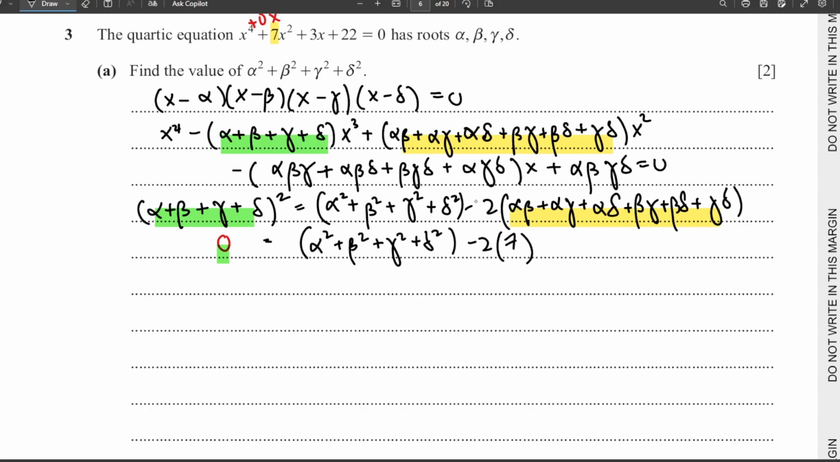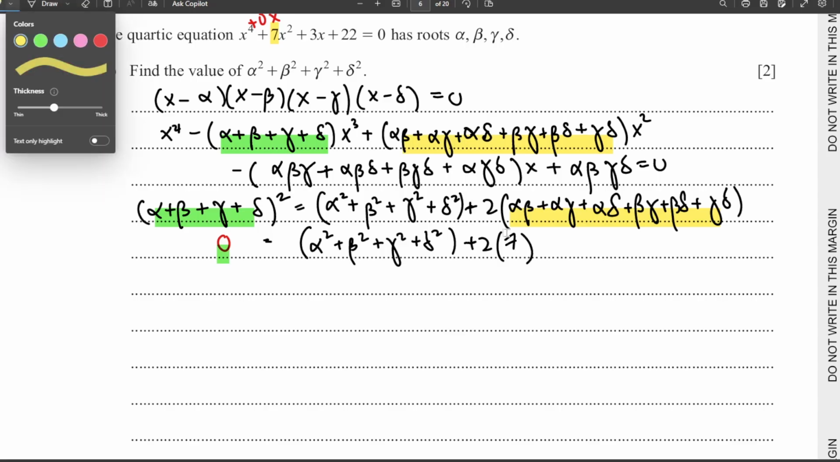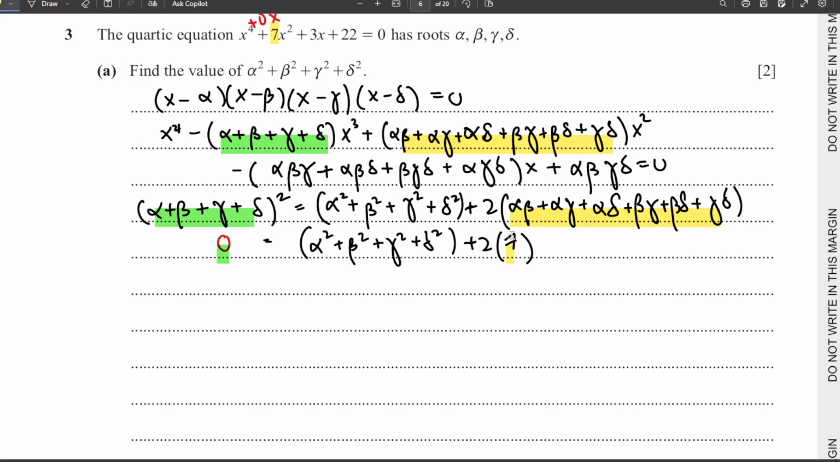I think I made a mistake here. In this expansion, this one is supposed to be positive and not negative. So again, I will highlight this back in yellow so you can refer. Now we can just isolate what the question wants. Alpha squared plus beta squared plus gamma squared plus delta squared equals negative 14. And so we have completed the question.